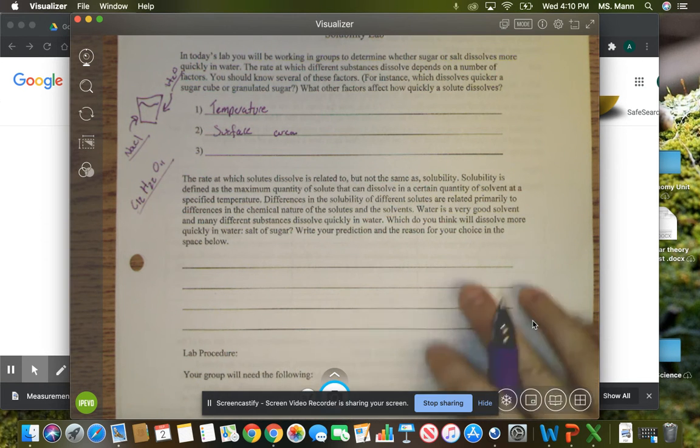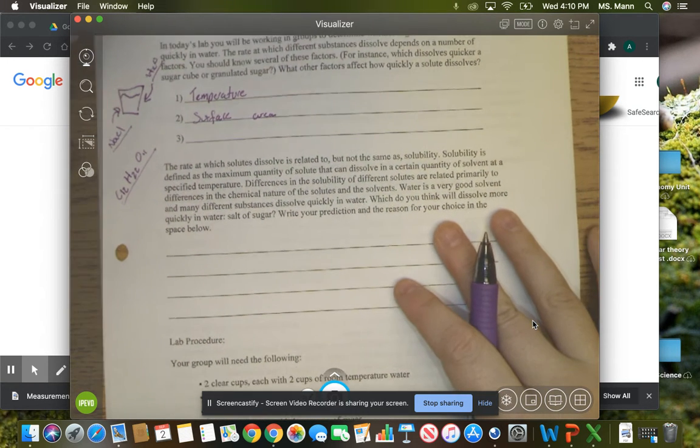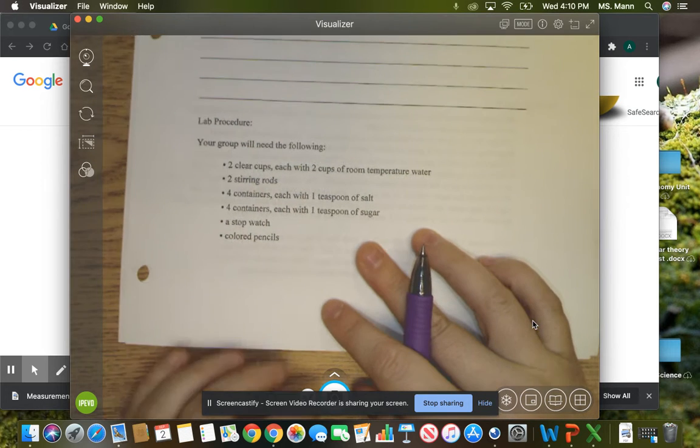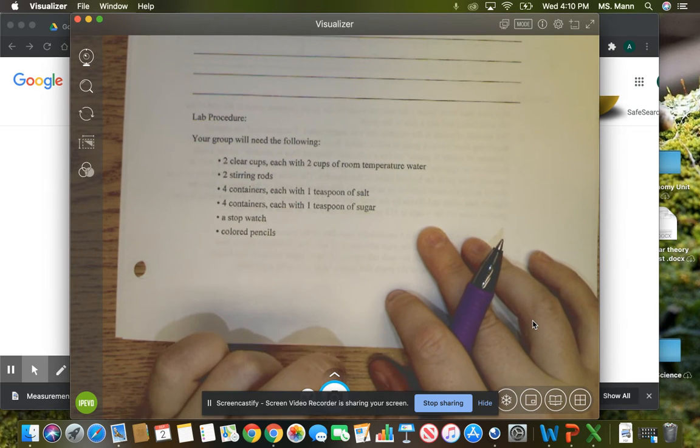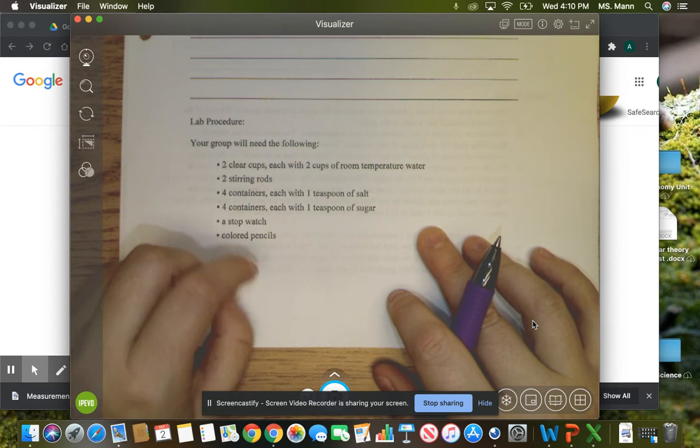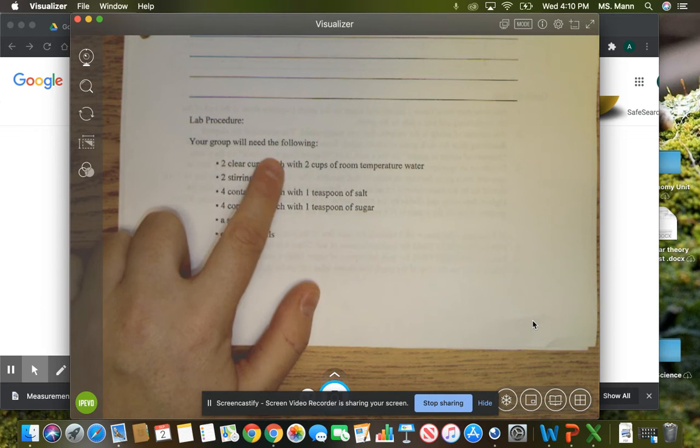All right. Now let's go to the lab procedure. Your group will need the following, or your family, because that's who you're going to be working with. You need one extra person to do this, at least. So, lab procedure. Your group will need the following.